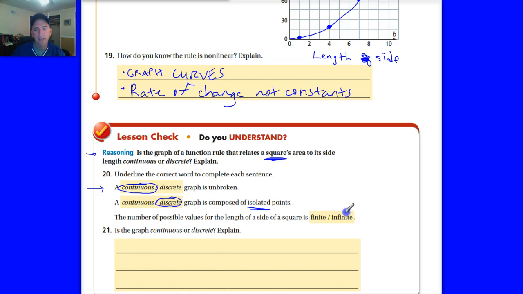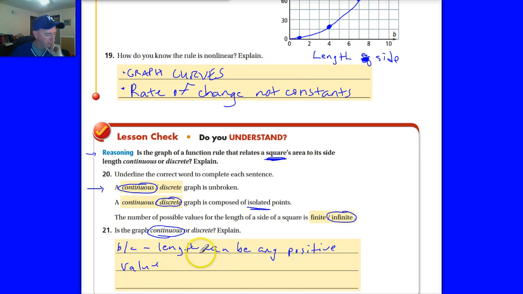The number of possible values for the length of a side is finite or infinite. Well, if we can have any possible value in between whole numbers, it would be infinite. So would that graph be continuous or discrete? It's continuous, just like the example we did up here that I'm just now talking about squares. It's continuous because the length of a square can be any positive value, including fraction values between whole numbers.